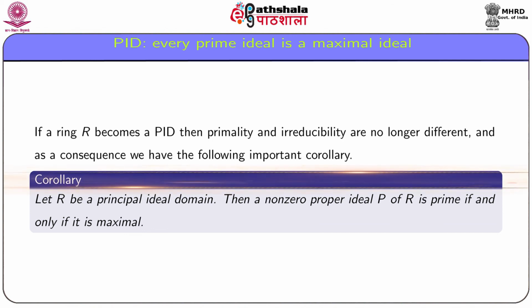So, in Z, since Z is a principal ideal domain, the prime ideals and maximal ideals are the same, which are of the form pZ, where p is a prime integer. Thus, we have an explanation why the prime ideals and maximal ideals in Z coincide.